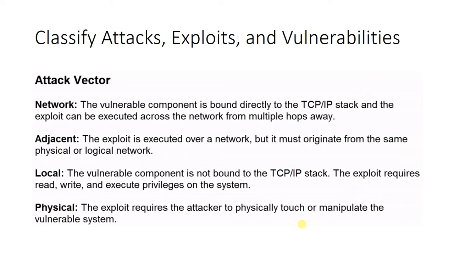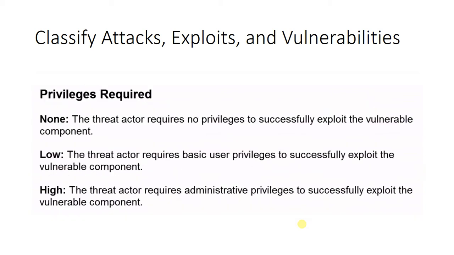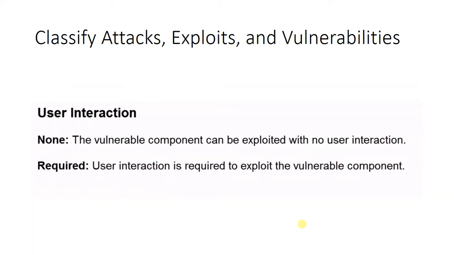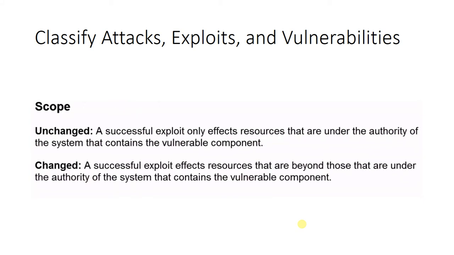Attack complexity is either low or high, which requires a measurable amount of preparation. Privilege required can be none, low, which is basic user privilege, or high, administrator privilege. User interaction can include none or required in order to carry out the exploit. Scope includes unchanged, where the exploit only affects the vulnerable system, or changed, where the exploit affects resources beyond the system.